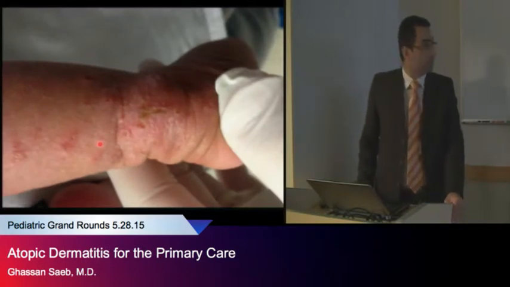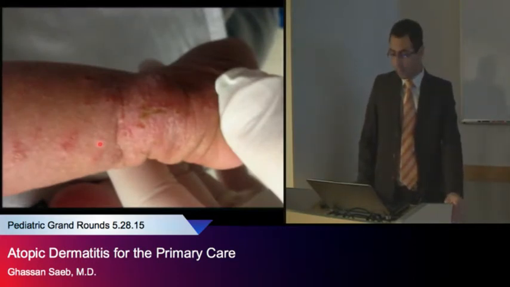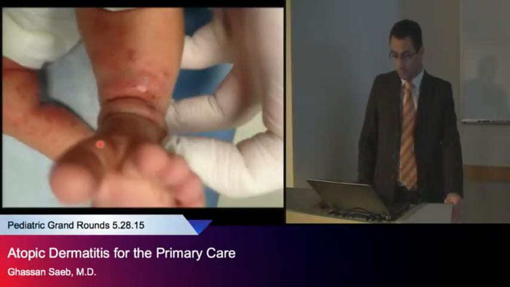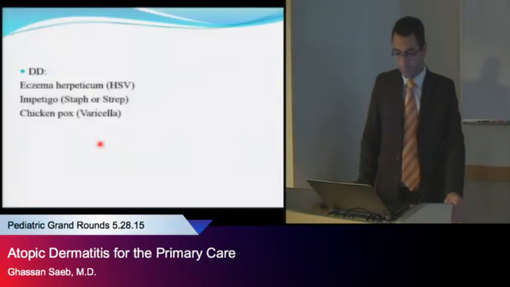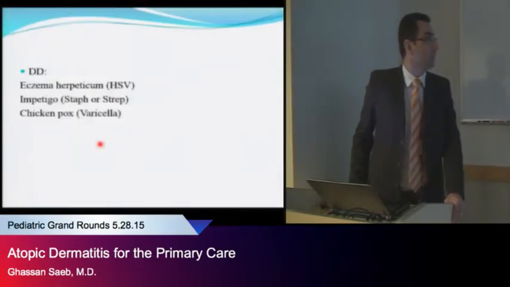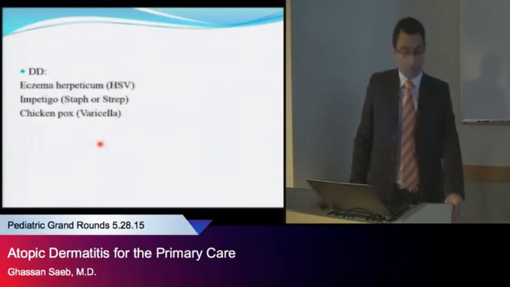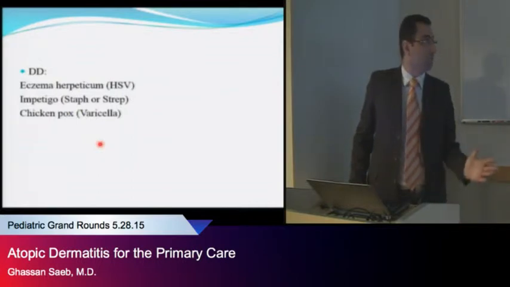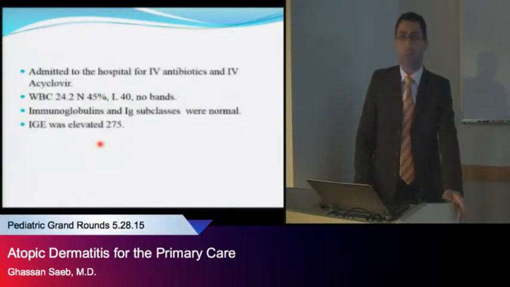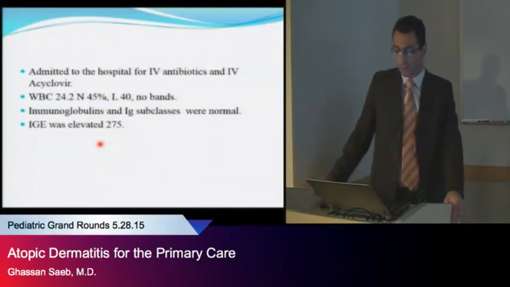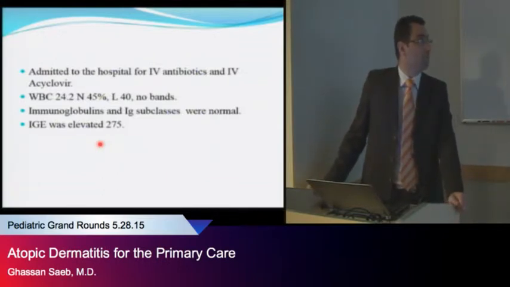This is another picture. You see some honey-colored crusts on the feet, and these on the anterior foot. So the differential was eczema herpeticum, which is caused by herpes virus infection, impetigo, staph or strep, and chickenpox, since the lesions looked like some vesicles. So I saw her with Dr. Mack, and we decided to admit the patient to the hospital for IV antibiotics and IV acyclovir.